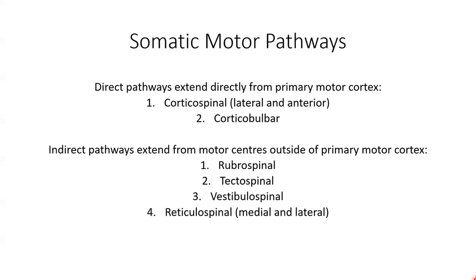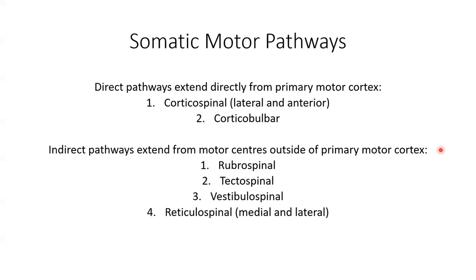So nerve impulses for voluntary movements propagate from the primary motor cortex to lower motor neurons via direct motor pathways. The direct motor pathways are also known as the pyramidal pathways due to the shape of the cell bodies of these neurons, which look like a pyramid. Now we have two direct motor pathways, or pyramidal pathways. These are known as the corticospinal pathways and the corticobulbar pathway.